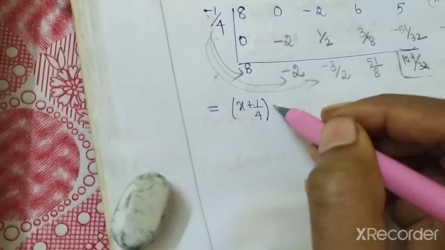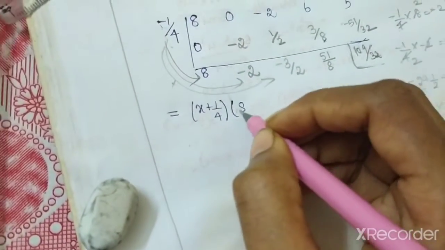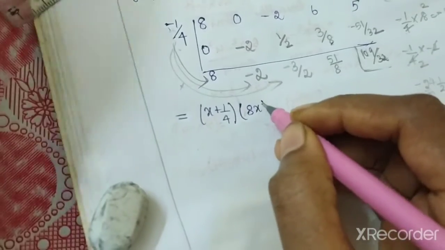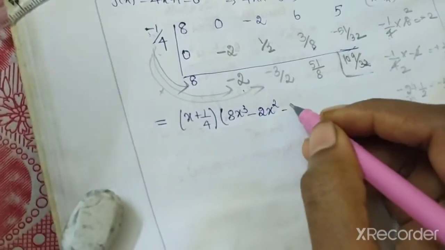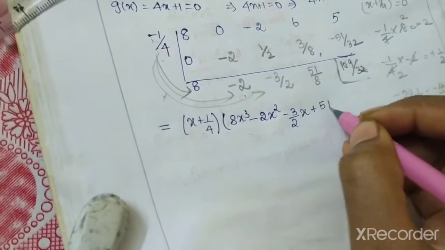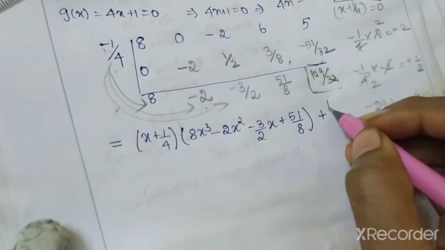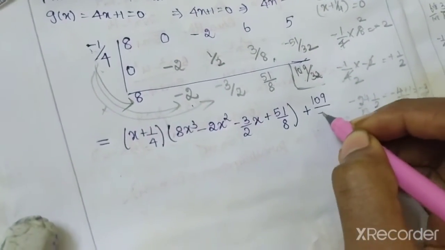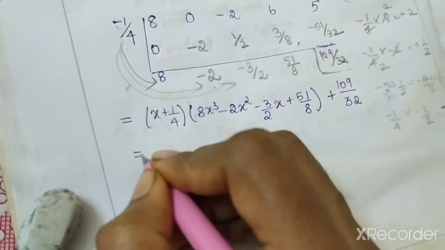Then what are the terms I am having? So I am having a power 4, which means there is a cube, 8. Next is x cube minus 2x square, then minus 3 by 2 x, then plus 51 by 8. So plus, what's the value? The remainder is 109 by 2. Okay, quotient plus remainder. So this is the normal format.